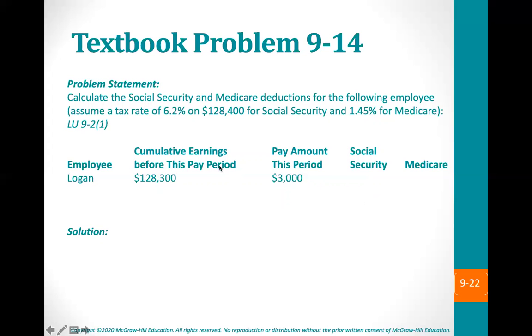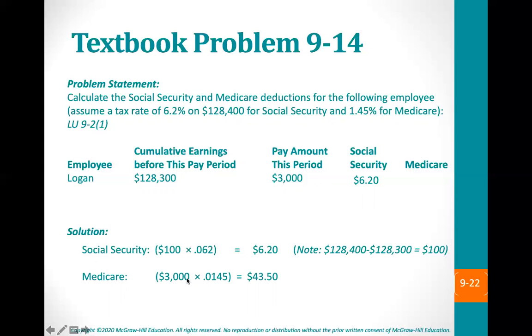First, we need to determine how much is taxable for Social Security. Our base is $128,400. He had earned $128,300. So we only have to pay Social Security tax on that $100: $128,400 minus $128,300 times 0.062. He pays $6.20 in Social Security. Now, for Medicare, he pays 1.45% on his entire wages. Remember, no base. So $3,000 times 1.45%, he'll pay $43.50 in Medicare.